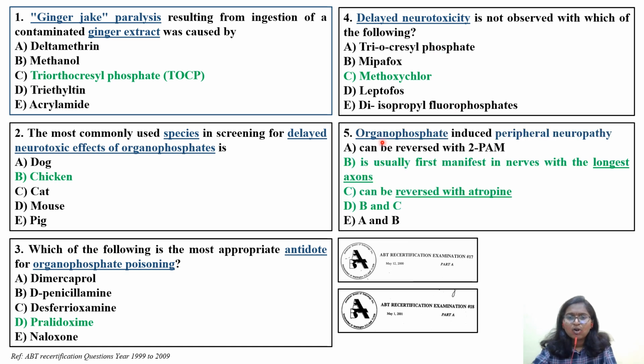Then next we have question number 5. Organophosphate induced peripheral neuropathy can be reversed with 2-PAM? No. Once the damage is done, it is irreversible damage. It cannot be reversed with 2-PAM, that is pralidoxime. Is usually first manifest in nerves with longest axons. As I have shown in one figure also, the longest sciatic nerve. So it manifests in the nerves with longest axons. Can be reversed with atropine? It cannot be reversed with atropine, the anticholinergic drug. So the options are B and C.